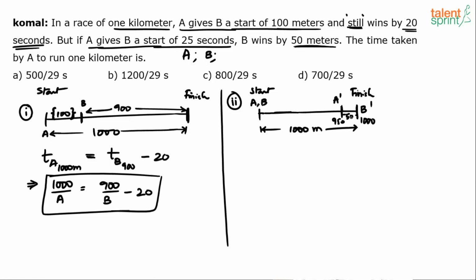So B says, see, I am at the finishing point, I have reached 1000 meters. A was found to be at 950 meters, so A was 50 meters behind. That's what it means when you say B wins by 50 meters.